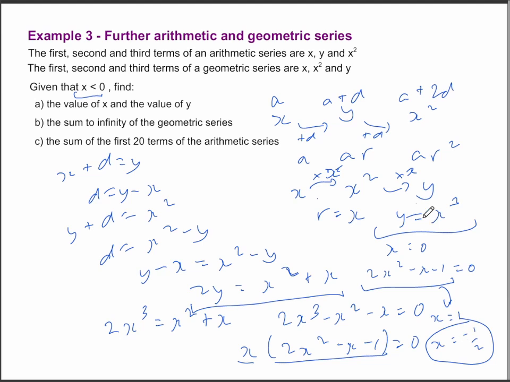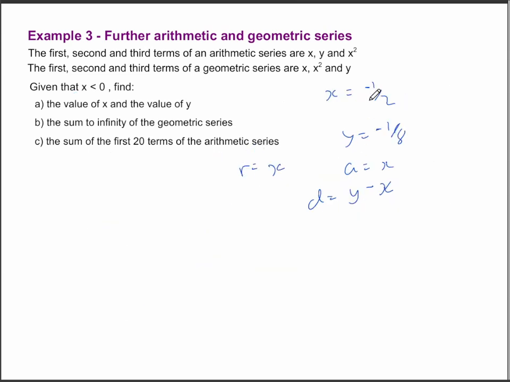Because x is negative a half and y equals x cubed, y will be negative a half cubed, which is just negative 1 over 8. From a, we got this information. So x is negative a half, y is negative 1 over 8, r is x, a is x, and d is y minus x. This is all the information we will need to solve b and c.